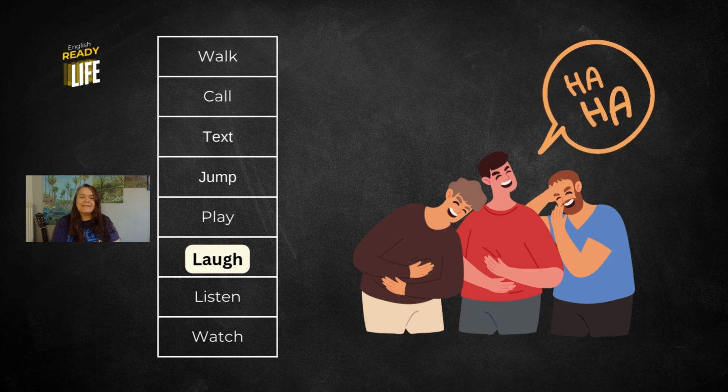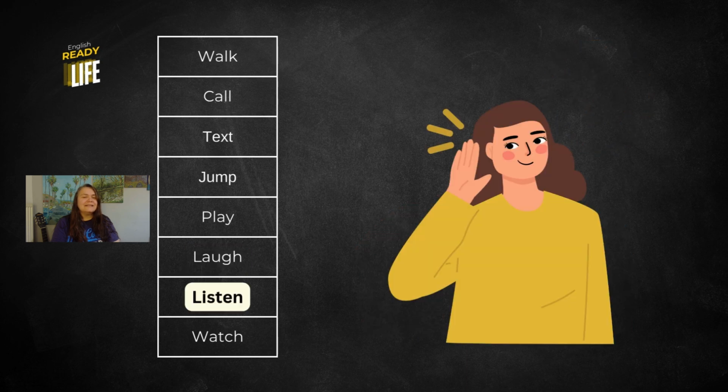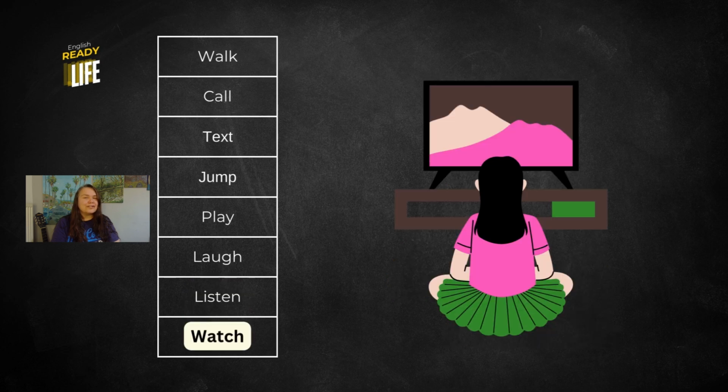Notice that the A and U are pronounced ah. And the G and H consonants are pronounced f. Laugh. Listen, listen. Watch, watch.